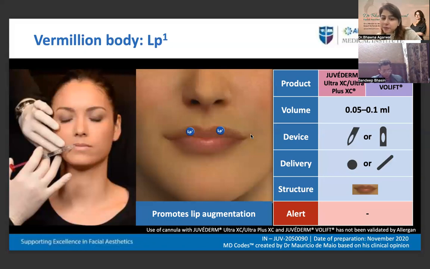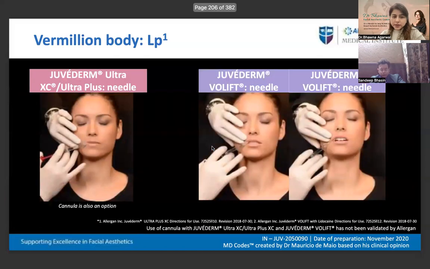So in the upper lip, if you are doing the border, then there are 4 entry points: 1, 2, 3, 4. And when we are doing the border in the lower lip, then there is 1 for the middle and lateral 2. So total 3.